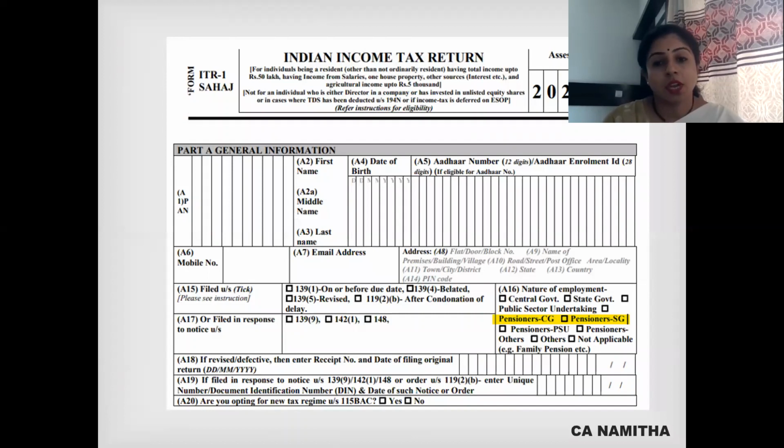Moving on to the next change. Earlier, in the category of employment, if any person is receiving a pension, he was supposed to select the category as pensioners under the employment drop down. Now this pensioner category is further segregated into 4 categories: pensioners from the central government, pensioners from the state government, pensioners PSU, and pensioners others. It has to be specifically selected as applicable.